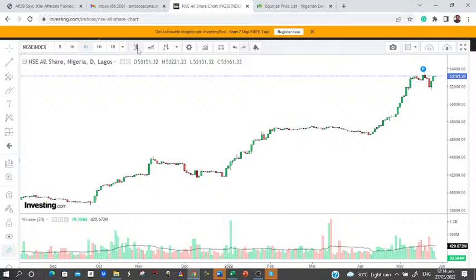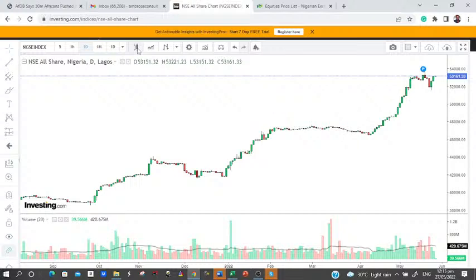Yes, we want to quickly go to the market to look at what is happening. As we speak now, the state of the market is marginally in green. The market is trading at 53,160.37 points. The gain for today is 26.43 points up, which represents about 0.05% in green.